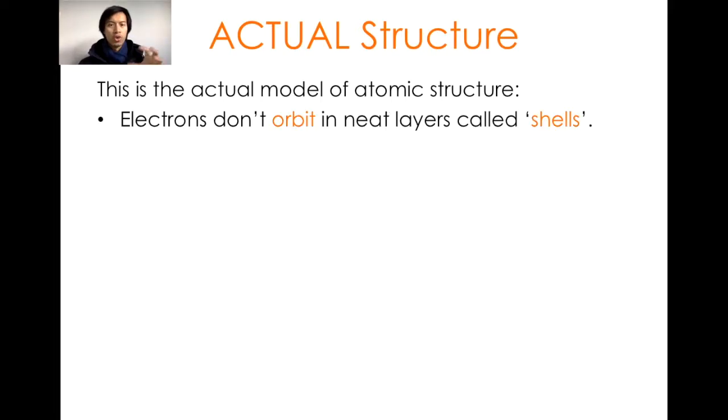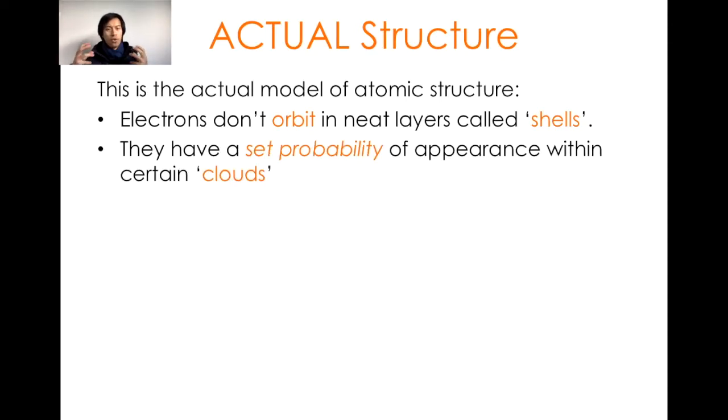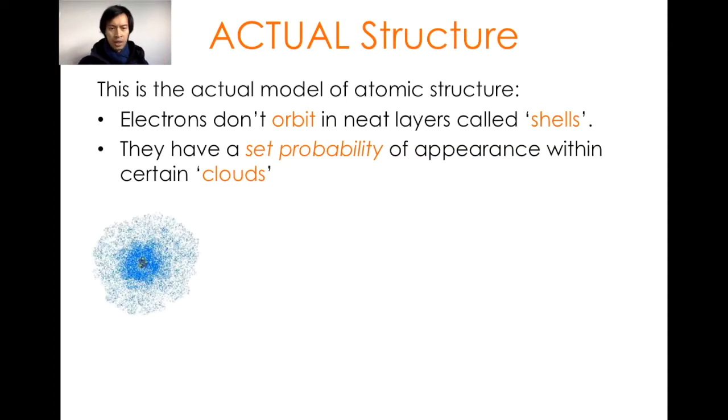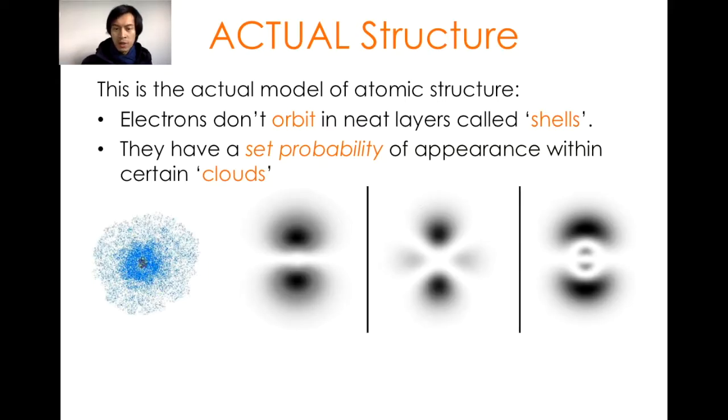The electrons don't actually orbit in these neat layers called shells. Instead, they actually form an appearance within regions called clouds, and they have a set probability of appearance. Yeah. So if I was to represent it using a diagram, you would have your nucleus in the middle, which is your protons and neutrons, and then you have the electron cloud forming around, and they have an increased probability depending on what the position is. And we can look at that and predict based on sort of which regions form which clouds.